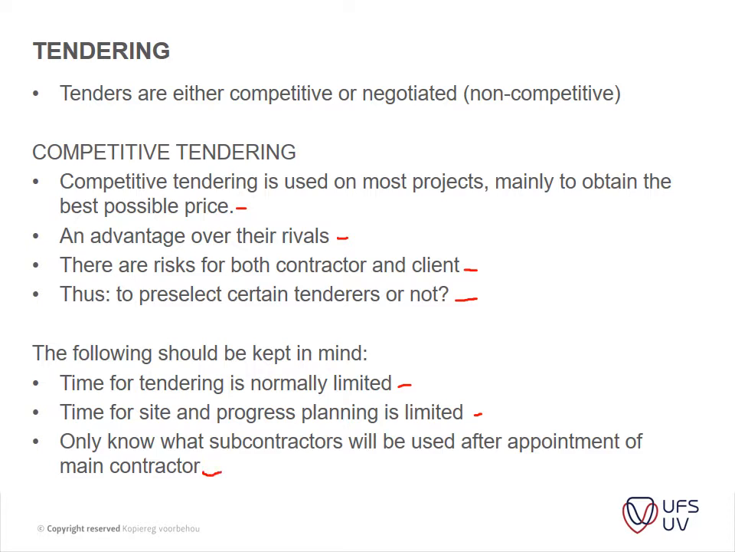This is something that you need to be aware of when you use competitive tendering, because the contractor usually has his own set of subcontractors, and they usually go through a tender process as well, to get the best price, to make them more competitive.